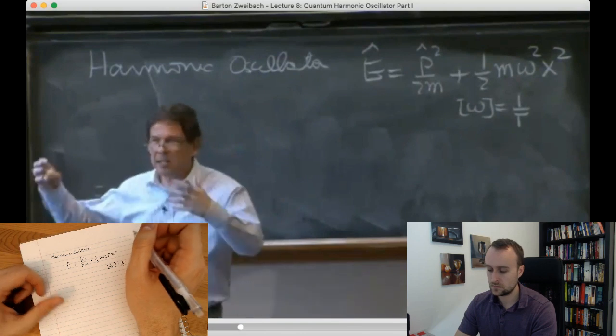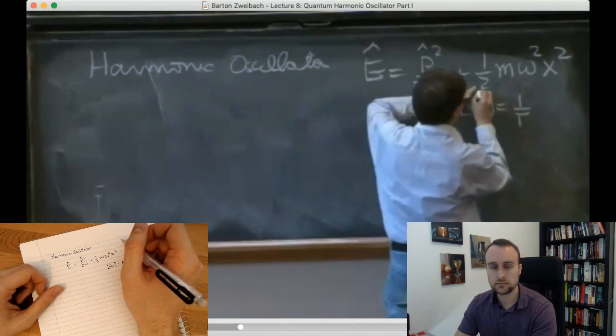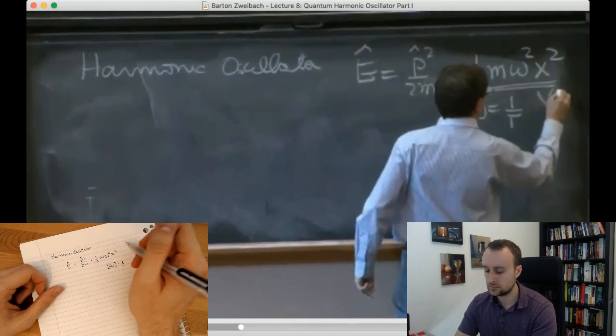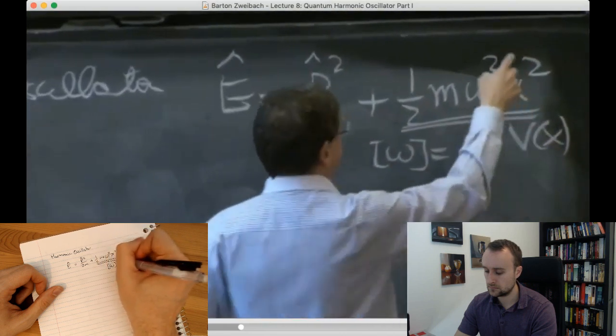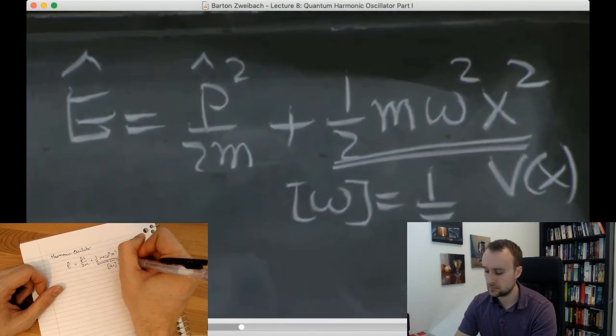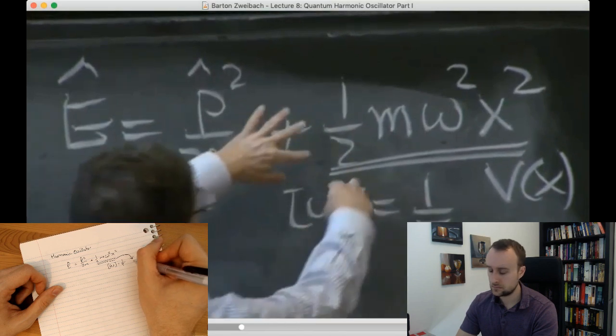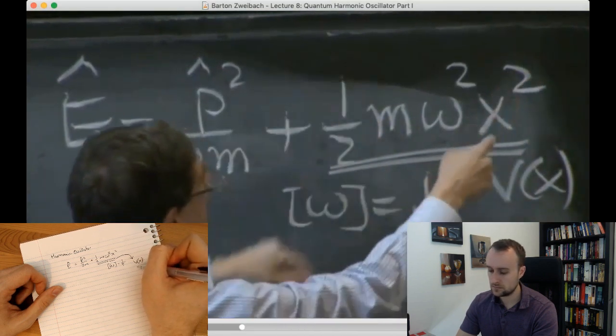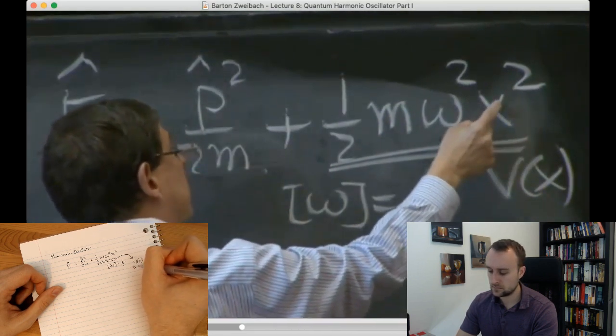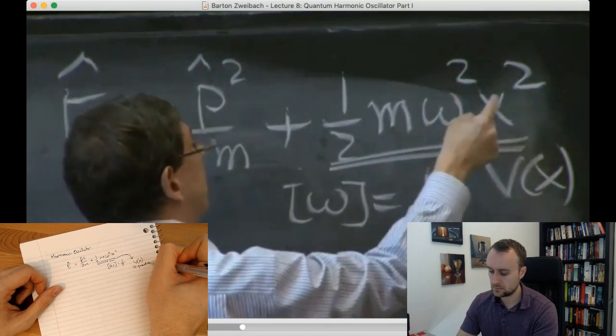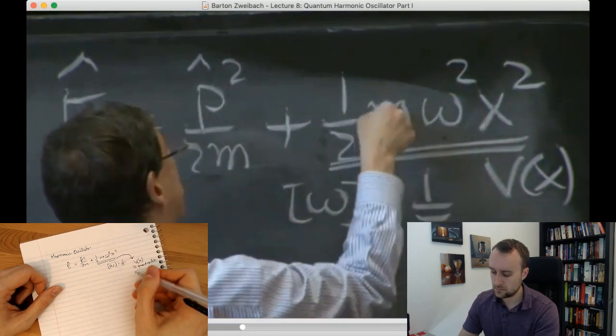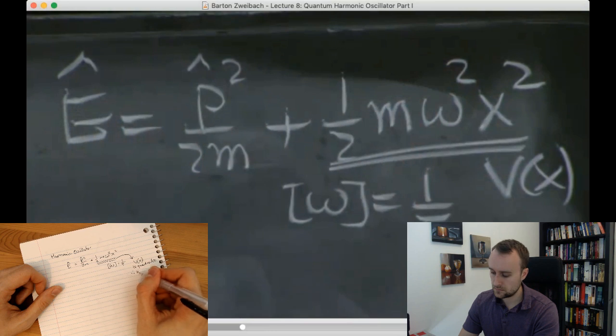So what defines an oscillator is that the potential energy, this term V of x, is quadratic in x. That is a harmonic oscillator. Then you arrange the constants to make sense. This has units of energy because this has units of length squared over time squared. Length over time is velocity, and velocity squared times mass is kinetic energy. So this term has the units of energy, and you're good with that.